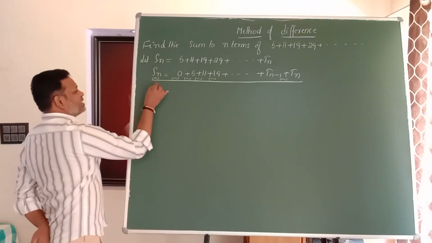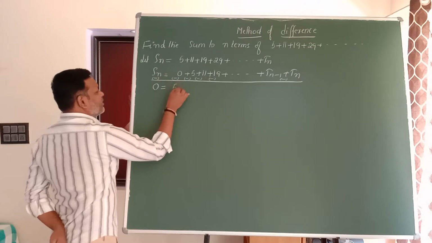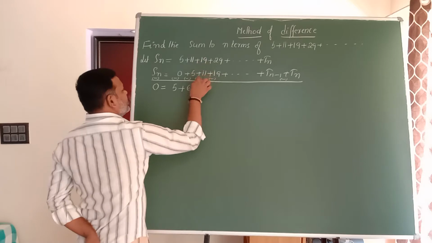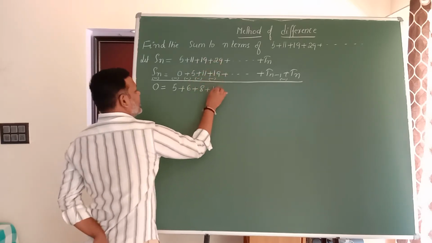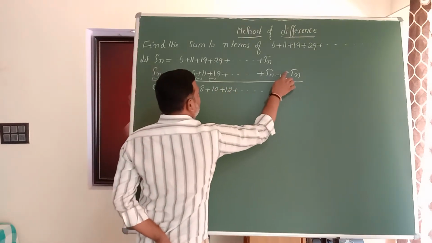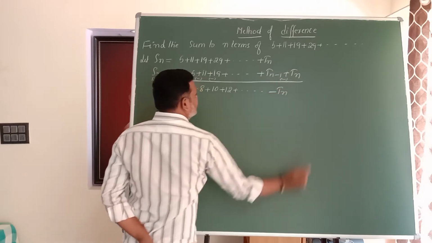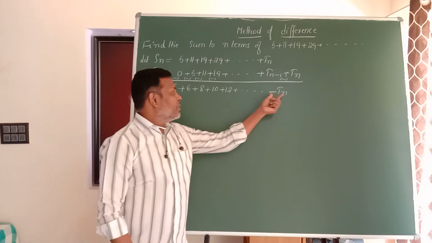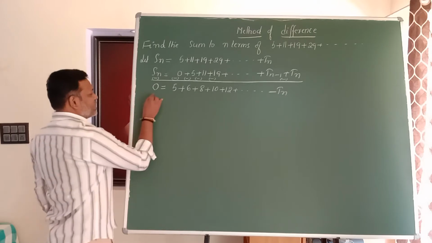So Sn minus Sn is 0, is equal to 5 minus 0 is 5, plus 11 minus 5 is 6, plus 19 minus 11 is 8, plus 29 minus 19 is 10, plus next is 12, plus so on like that. So plus is there, here minus, that remaining is minus Tn. Got my point? So now we have to find out Tn. So that minus Tn, take this side, minus Tn this side becomes plus Tn.